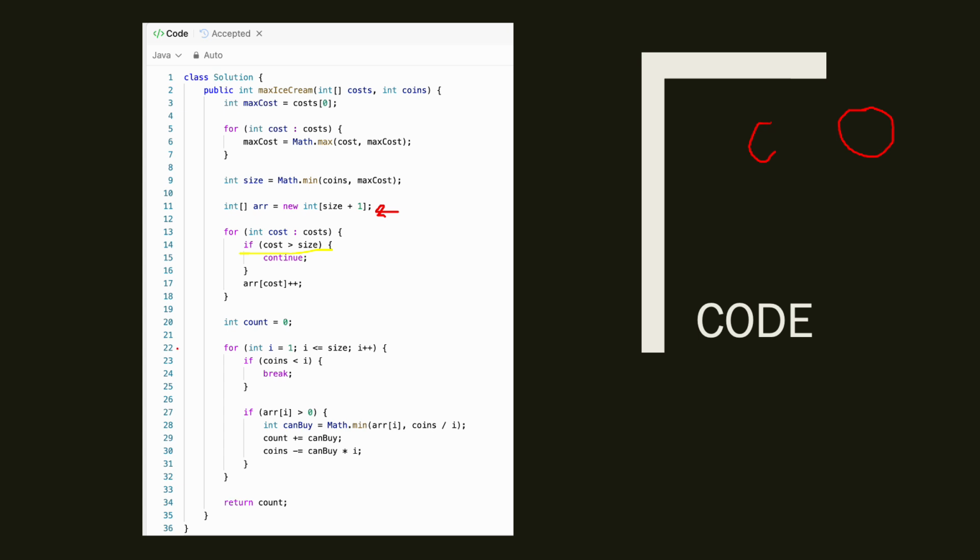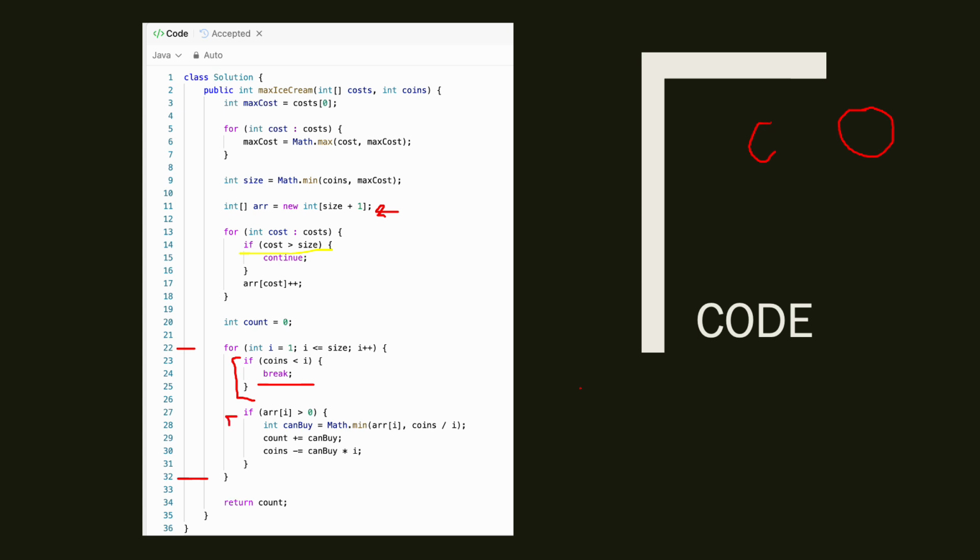Now what we are doing from line 22 till line 32 is iterating starting from index 1. Why? Because the question says that we can't have a price equal to 0. So that's why we're starting from 1, which is the lower range. And we'll go up till the last element, so I is less than or equal to size, since the number of elements is size plus 1. So that's why less than or equal to. Now if we don't have enough coins to buy, then we break from the loop and we return the count.